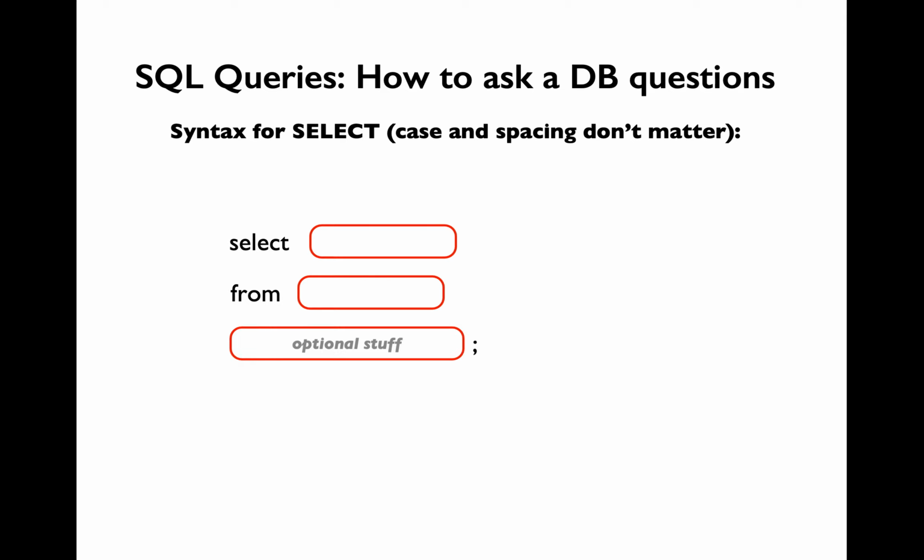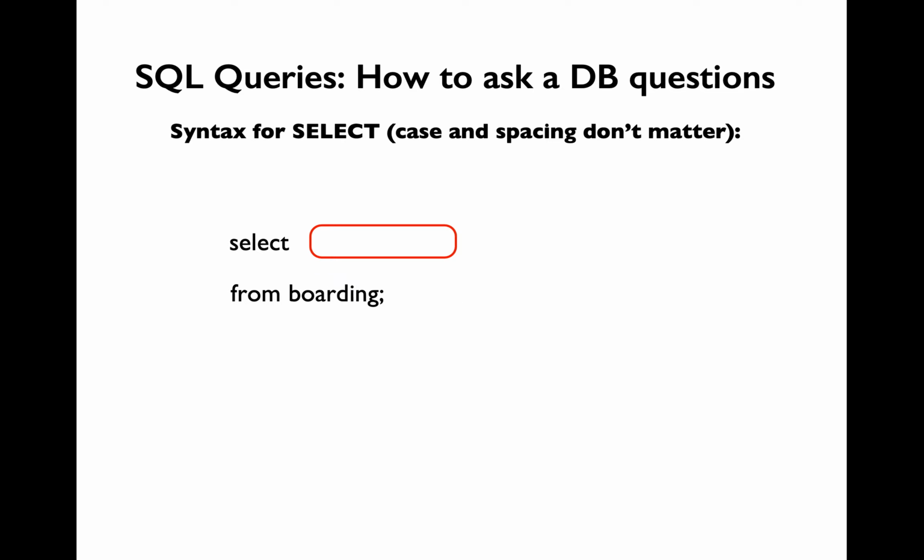Let's talk about optional stuff. We covered a couple of other keywords. Where exactly does that go? You're typically going to have this format where you have select something from something, and then you're going to have optional stuff. Let's talk about what goes into the placeholder which we have after the select and after the from. After the from, you're going to have to mention the table name, because the from keyword enables you to narrow down to a specific table. Let's say that we are interested in the boarding table's data.